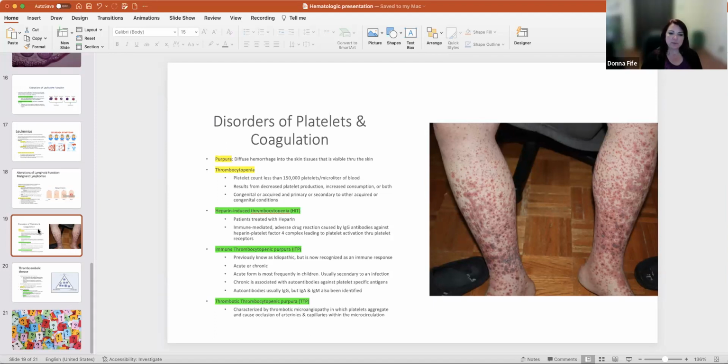Thrombotic thrombocytopenic purpura, characterized by thrombotic microangiopathy in which the platelets aggregate and cause occlusion of arterioles and capillaries within the microcirculation. And here we just have a picture showing this diffuse purpura.